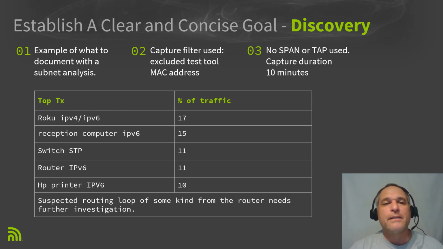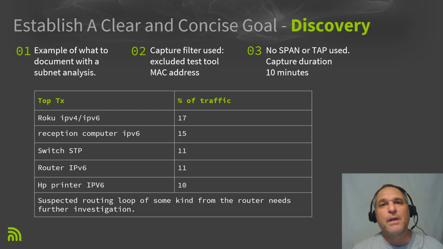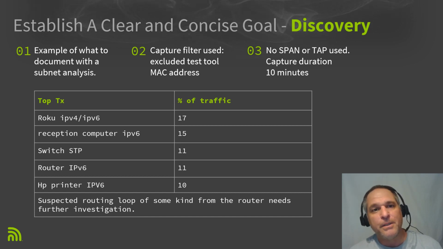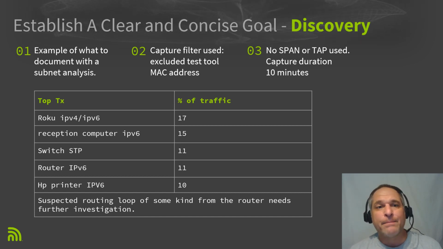So we've got notes, capture filters that are being used. In this case, my laptop did the capture. I excluded my MAC address. It's worth noting that in some cases you want to include your MAC address if you were to pursue some kind of DHCP analysis, and then you can find out if there are any helper addresses being used and what those IPs are. We've also got down here that there's no SPAN or tap being used.